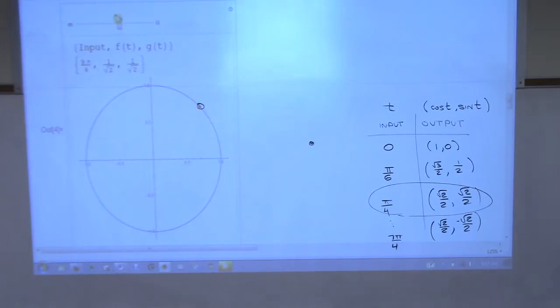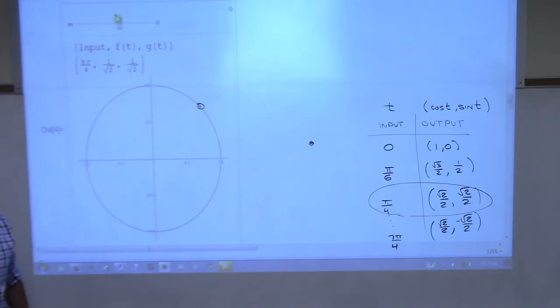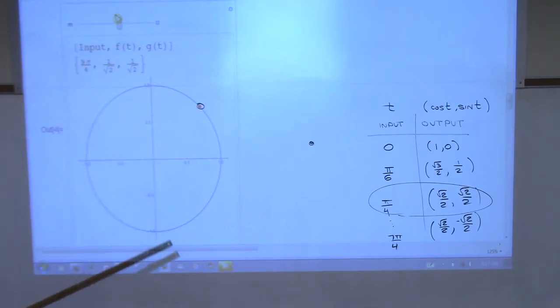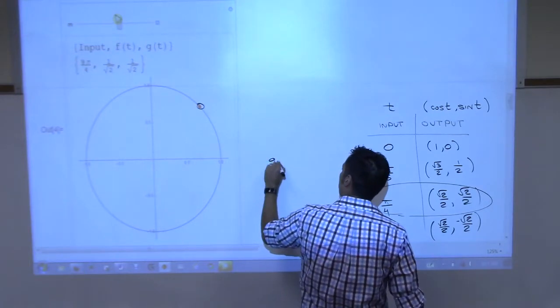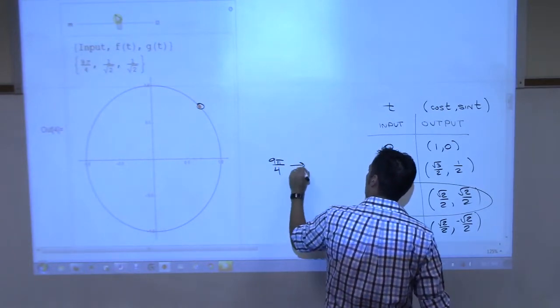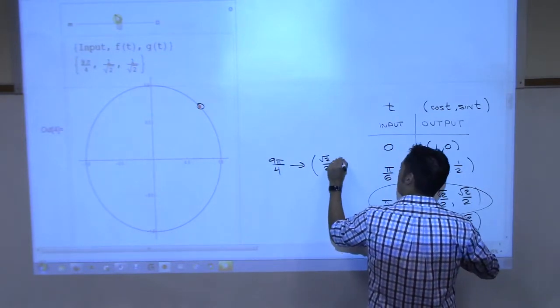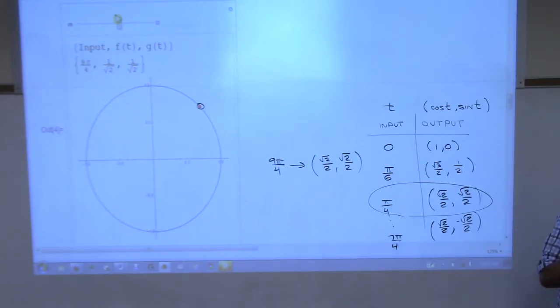Have I failed to be a function? No. Why is that still not a problem? Because your input isn't the same. That's right, your input is not the same. Your input's what? 9 pi over 4. So down here on this chart, I'll just continue it over here. Your input's 9 pi over 4, and it's spitting out the same point as pi over 4, root 2 over 2, and root 2 over 2. So you're allowed to have the same output. That's right. You can go to the same point, you just can't go to 2 different points. That's what makes a function a function.